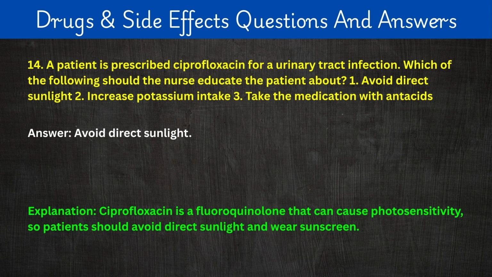14. A patient is prescribed ciprofloxacin for a urinary tract infection. Which of the following should the nurse educate the patient about? 1. Avoid direct sunlight. 2. Increase potassium intake. 3. Take the medication with antacids. Answer: avoid direct sunlight. Explanation: ciprofloxacin is a fluoroquinolone that can cause photosensitivity, so patients should avoid direct sunlight and wear sunscreen.